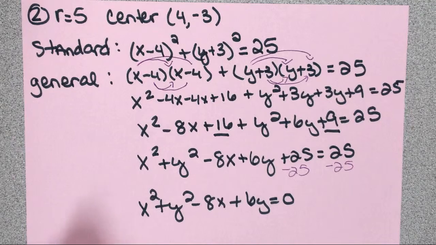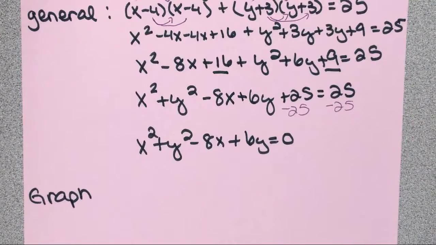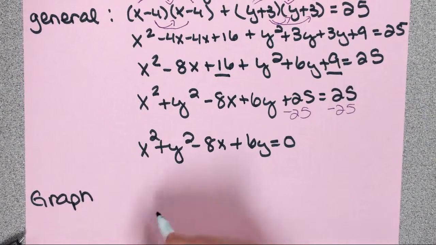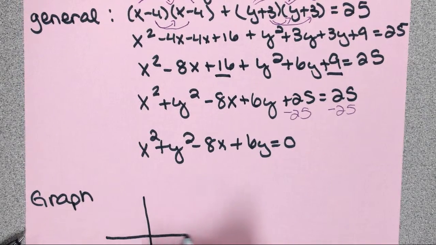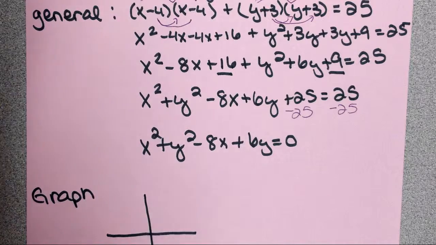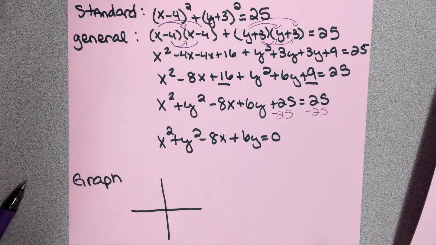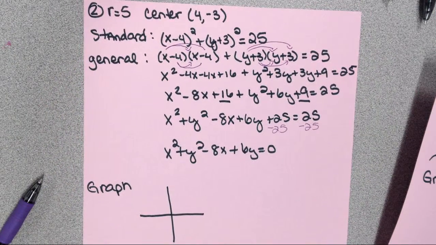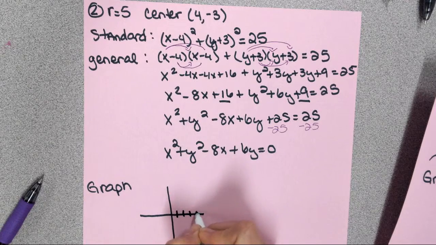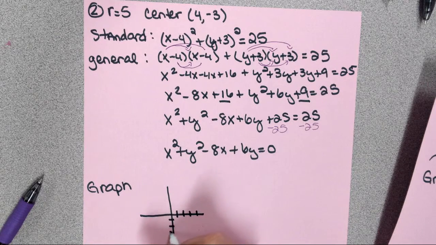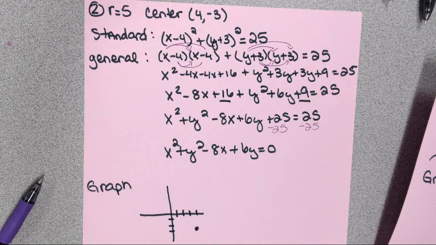So we wrote it in standard form, we wrote it in general form, now we're going to graph, just like we did earlier. The graphing will not be hard. So when we graph it, we're going to draw our little XY again. Where did we say the center was at? 4, negative 3. Okay, so 1, 2, 3, 4. 1, 2, 3. 4, negative 3.